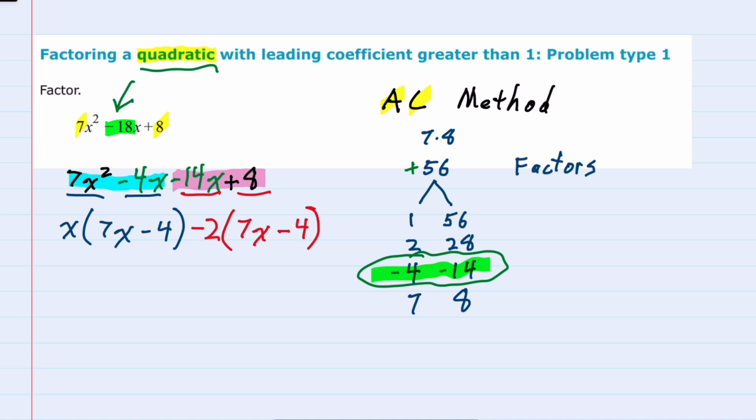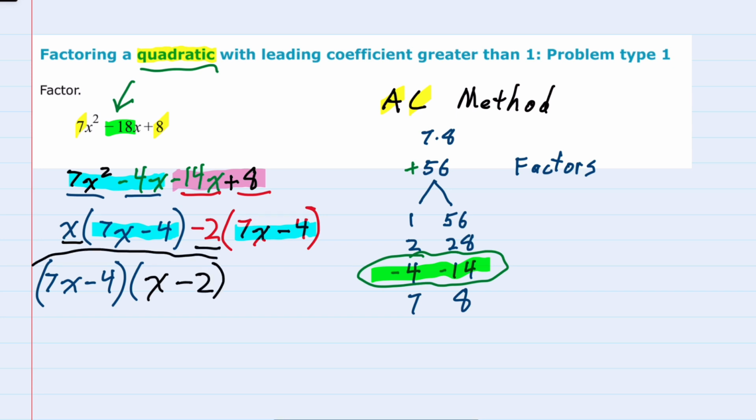And now that we've factored out the greatest common factor in the first two terms and the last two terms, I can see that they both have a 7x minus 4. So I can factor out the 7x minus 4. From the first term, I still have the x, and from the second term, I still have the minus 2. So this would be the factored form, and we were able to factor using the AC method, turning the trinomial into a quadratic, and then factoring by grouping.